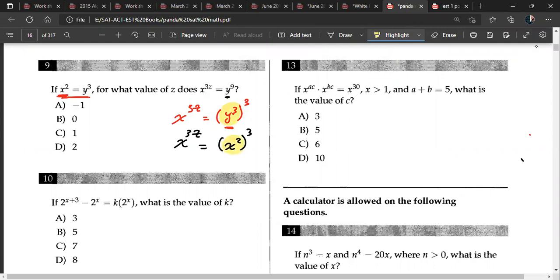That's it. Then apply the rule again. It becomes x power 3z equals x power 2 multiply 3, power 6. Same base, equal power. So 3z equals 6, so z equals 2. Is this clear, guys? Any question?